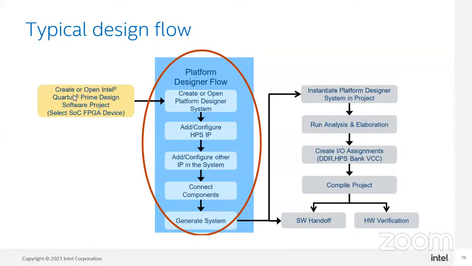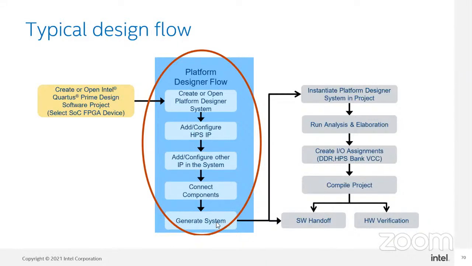In this flow, we are going to take the Quartus Prime design software. That means create or open. So we can create from scratch or we can open what is already available. In our case, we are going to open what is already available. So open the Intel Quartus Prime design software project. And from there, we will directly move on to the Platform Designer. In the Platform Designer, we open our Platform Designer project. We add or configure the hard processor system IP. Then we connect the components and generate the system.